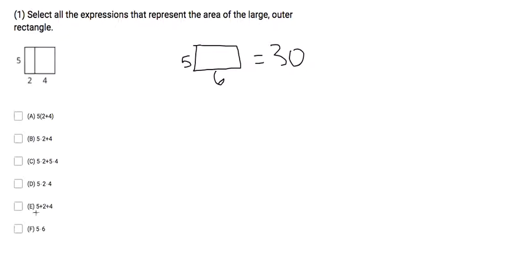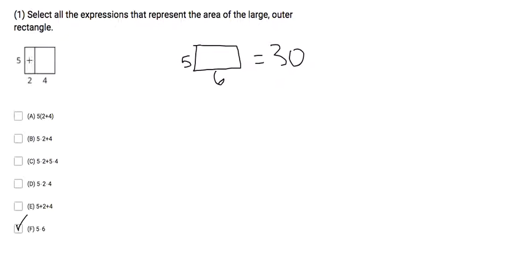So 5 times 6 looks like we have that as an option here, so we know F is going to represent the area of the rectangle. Now let's look at all of the representations of 30 here. So in this case here, we also have two separate rectangles here, where if we found the area of each of these rectangles and added them together, we would also get our area of the total.